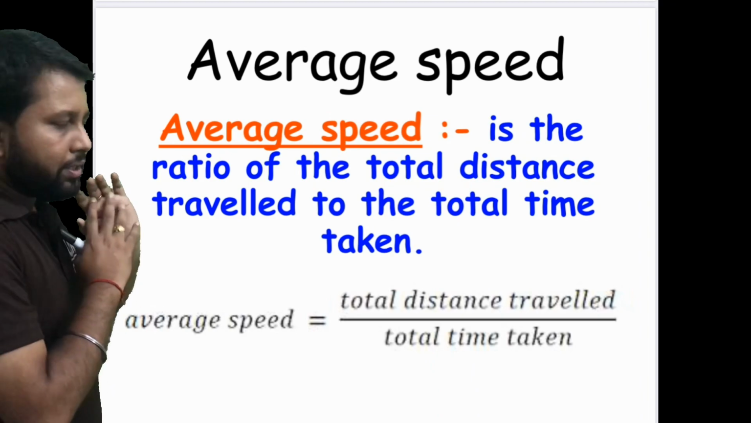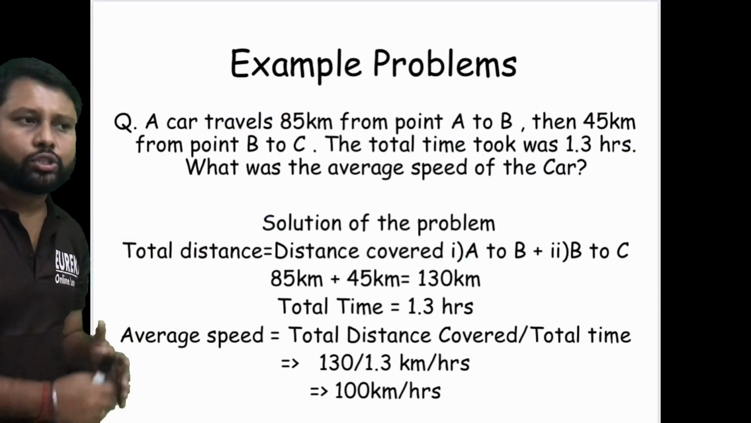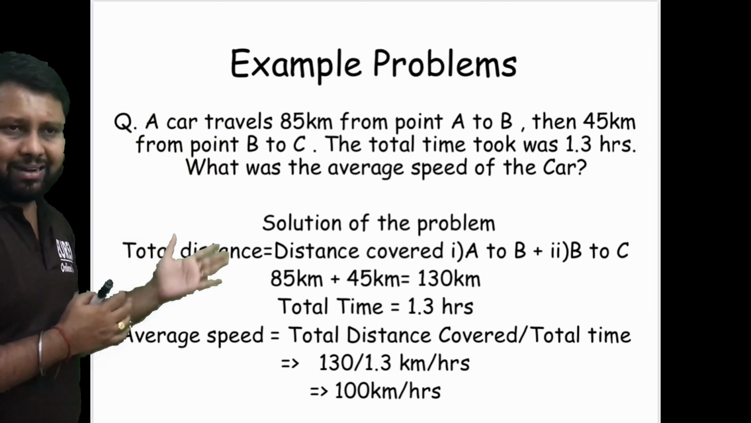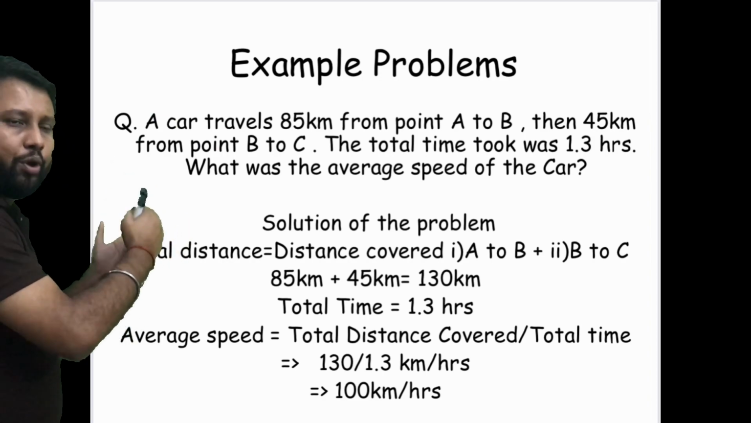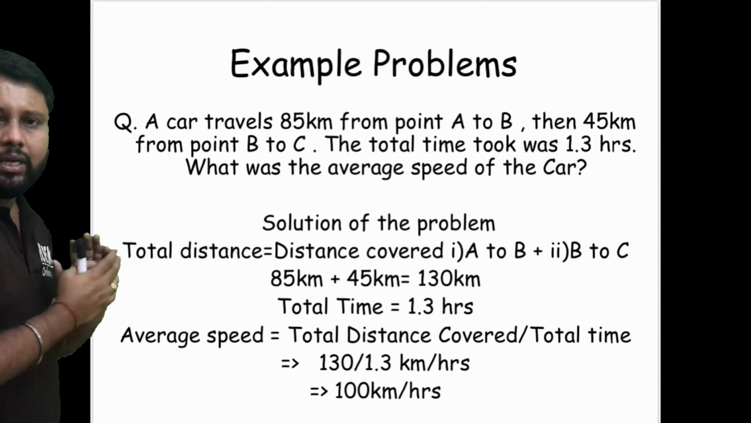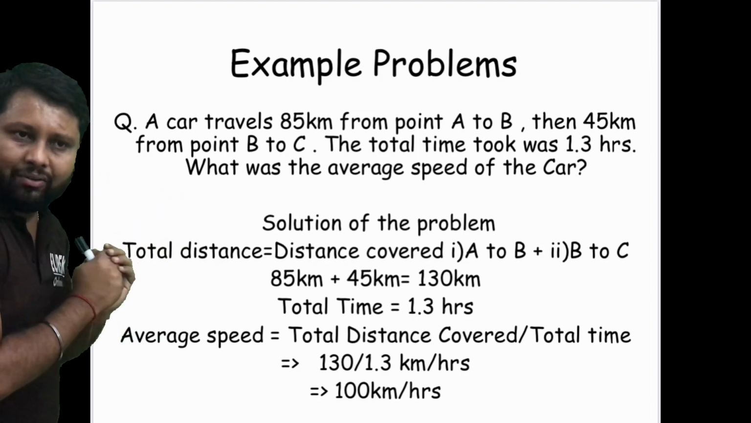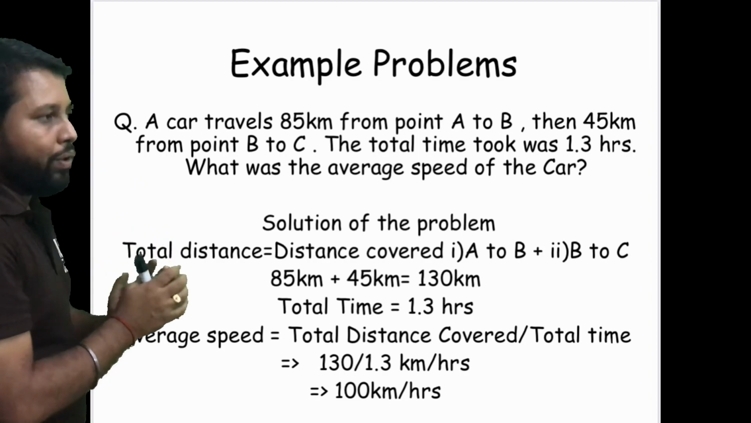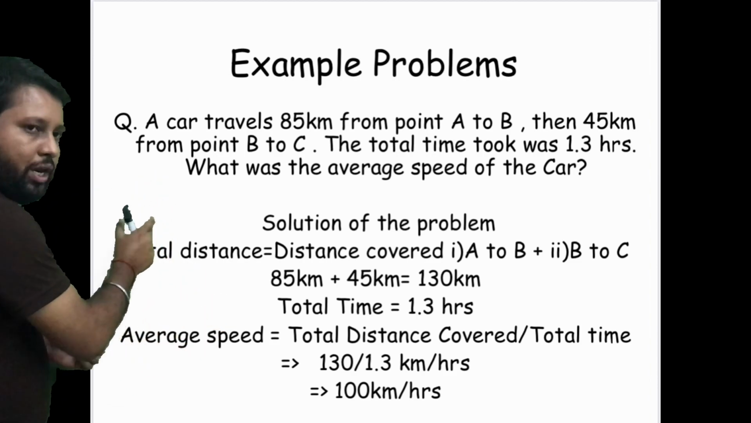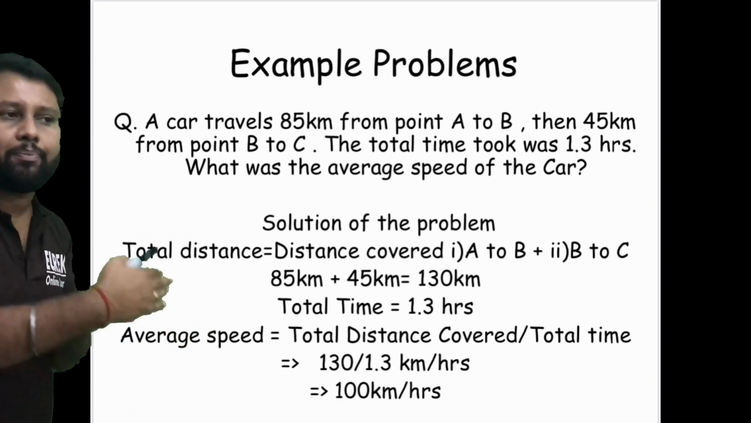Okay, now we'll solve an example and with this example it will be clear to you how we calculate the average speed. See the question here. A car travels 85 kilometers from point A to B, then 45 kilometers from point B to C. The total time taken for traveling is 1.3 hours. What is the average speed? So we'll calculate with the formula. The average speed formula, I have already told, is total distance upon total time.